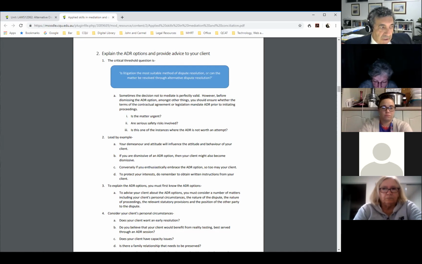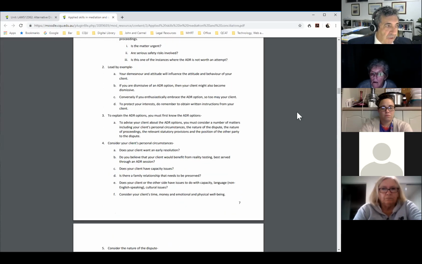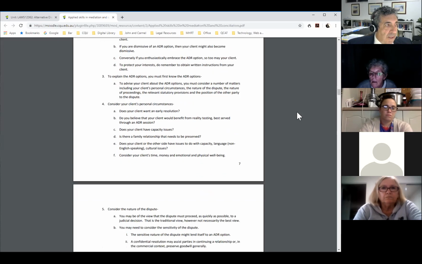Take written instructions and ideally have your client sign those instructions. So during this week and next week, we'll be talking about some of the advantages and disadvantages of ADR. If you're advising a client about these advantages and disadvantages and providing the client with an opportunity to provide instructions, then best you get those in writing and reduce your advice to the client in writing as well.